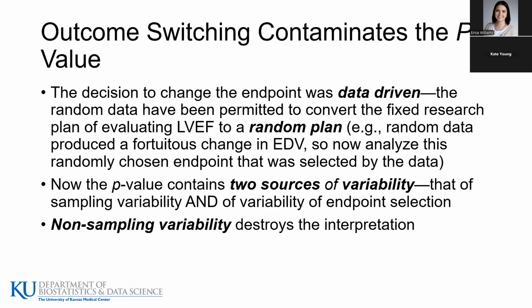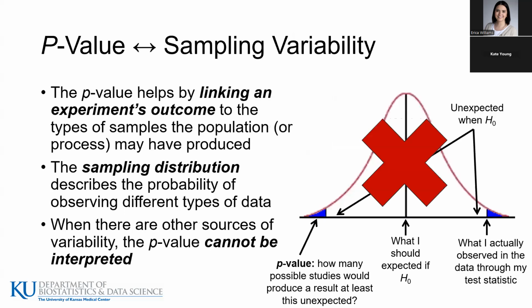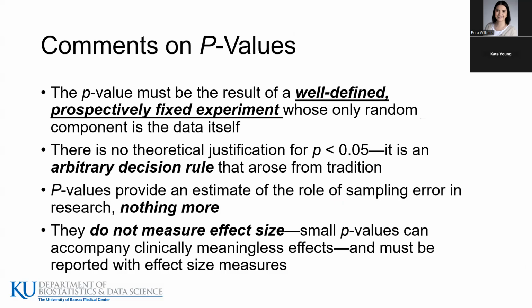Switching outcomes can result in overly optimistic results in favor of a new therapy, especially when the switch is made to increase the chances of publication. Switching outcomes violates the assumptions of the p-value, and therefore it cannot be interpreted in this instance. Some more comments about the p-value. 1, the p-value must be the result of a well-defined, prospectively fixed experiment, where the only random component is the data itself.